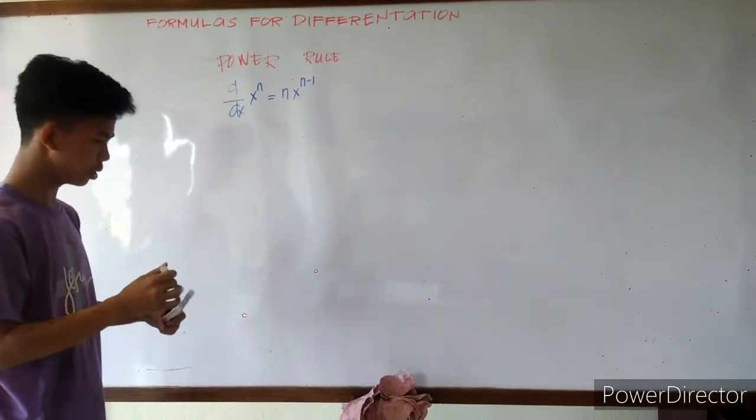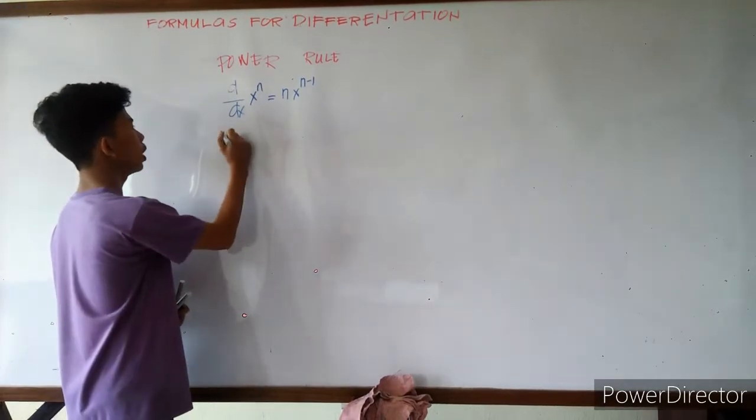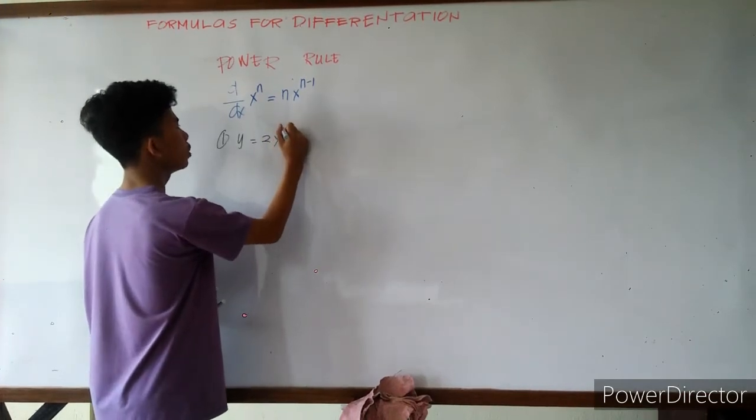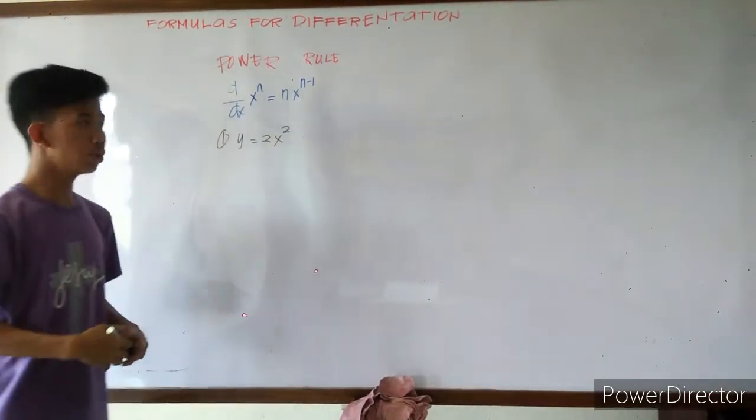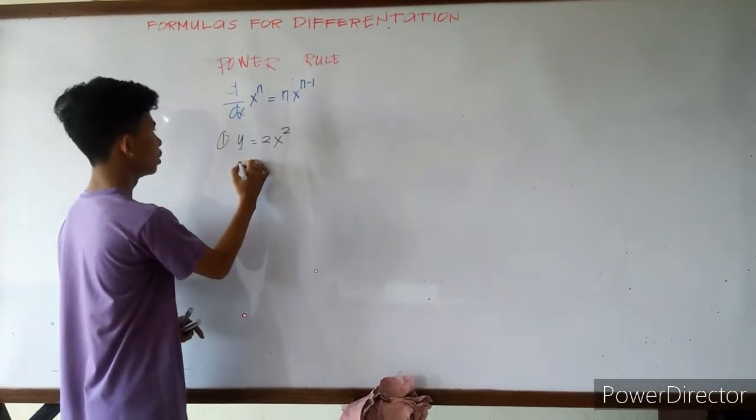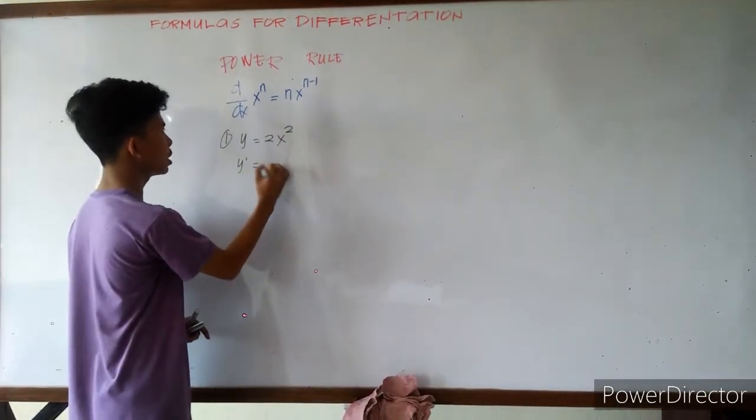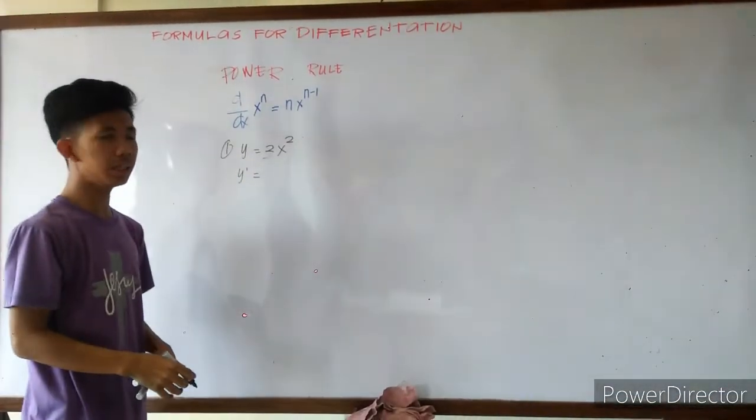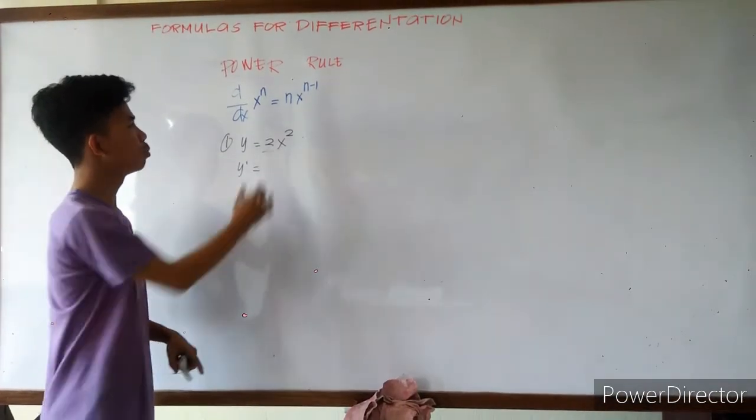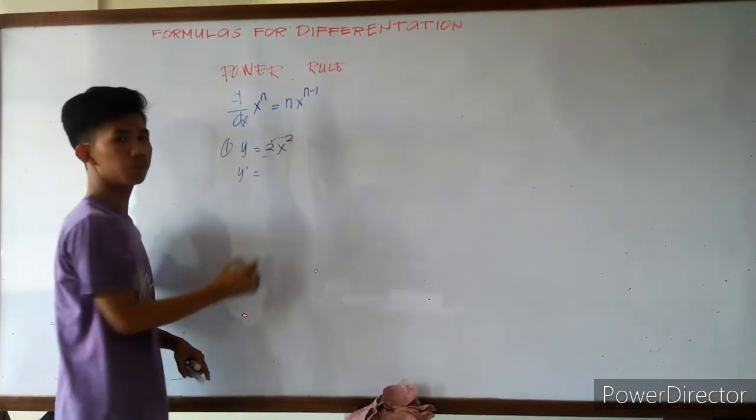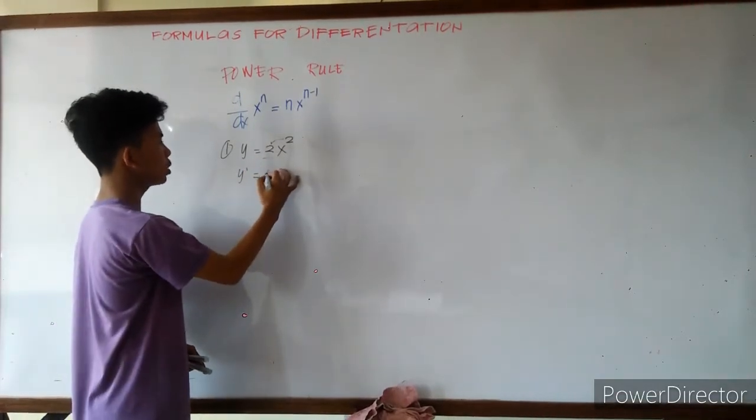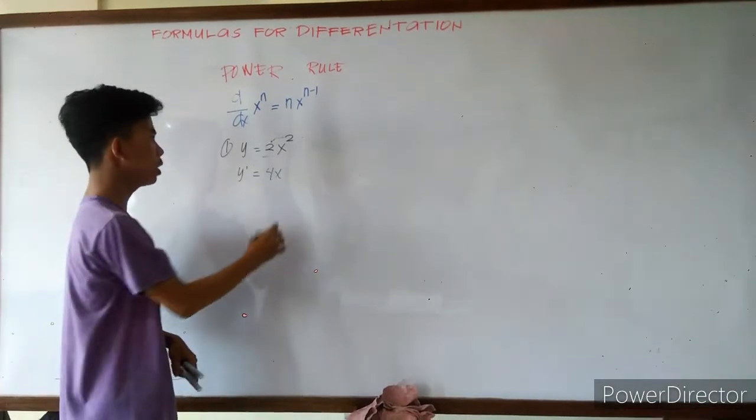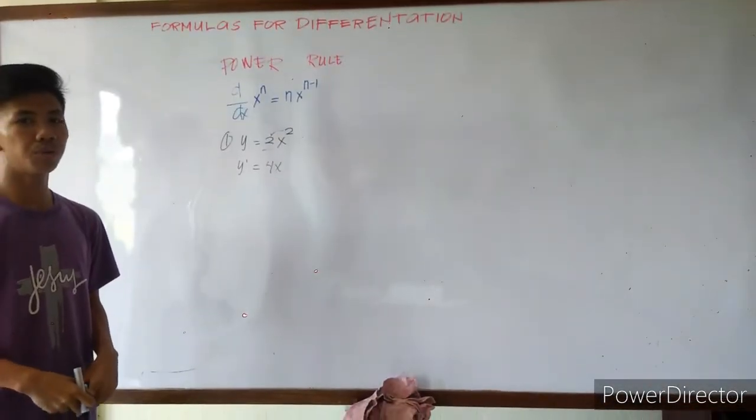So let us try this example. Example number 1 in the power rule. Find the derivative of y equals 2x raised to 2. What you need to do first is y prime equals the exponent multiplied with the constant of the leading term. Multiplied to 2, so 2 times 2 is equal to 4. Then subtract 1 from the exponent. 2 minus 1 is equal to 1. Y prime is equal to 4x.